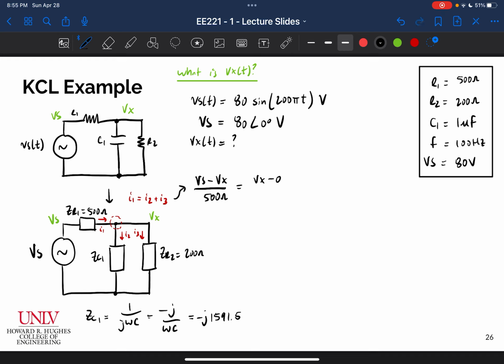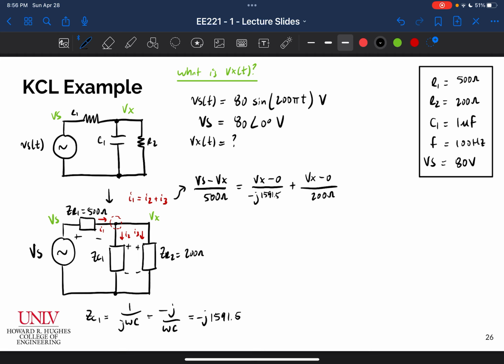So Vx minus 0 divided by ZC1, which in this case we know is minus J1591.5. And then we want to do our last piece here, which is going to be I3, which is Vx minus 0 again, right? So I did the voltage across this divided by the resistance, the voltage across this one, and now I'm doing the voltage across this one. In this case, it's just going to be 200 ohms. And so now all I have to do is solve for Vx, okay?